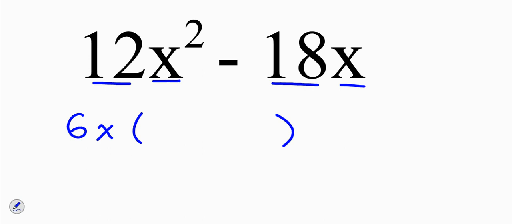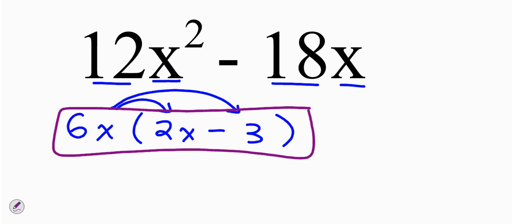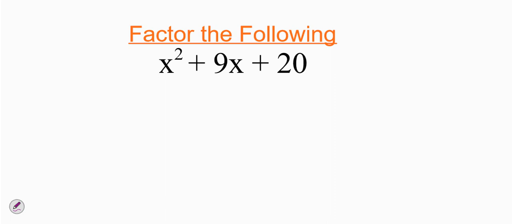And we said 12x squared divided by 6x, that's 2x. And negative 18x divided by 6x is 3. And if we want to check our work, we could do the distributive property and get right back there. We are not doing that. Oh, by the way, our answer would be this right here, if it said to factor this. But we are doing something different. We are factoring where we can't pull out a GCF.